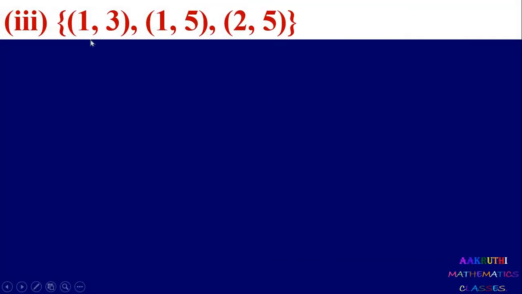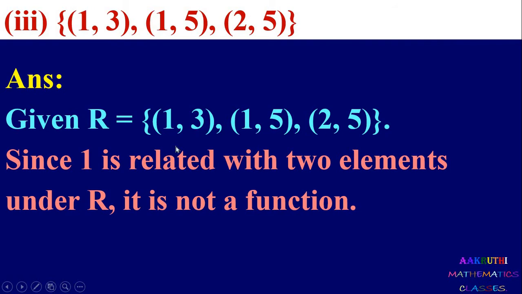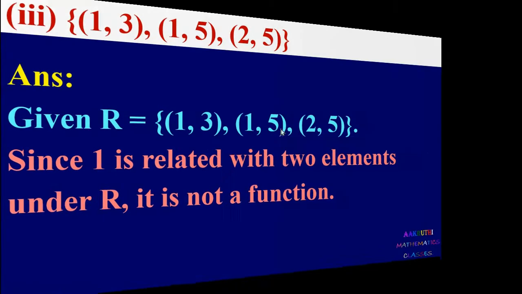Next problem. It is given 1 related to 3, 1 related to 5 and 2 related to 5. Here 1 is related with 2 elements: 1 is related with 3 and also 1 is related with 5. So this relation is not a function. In a function each element should have only one relation.